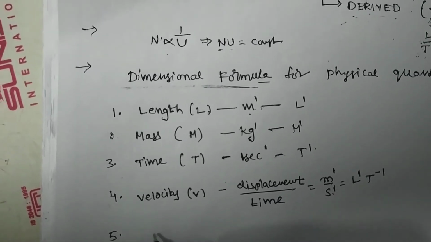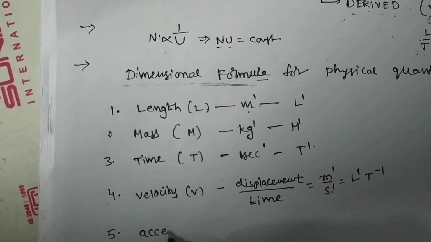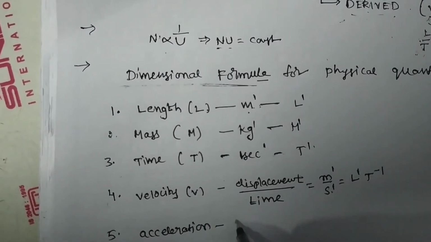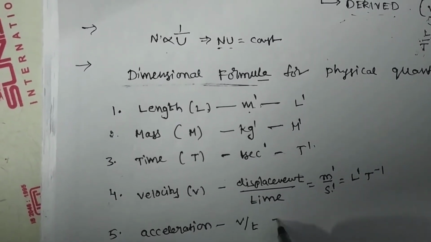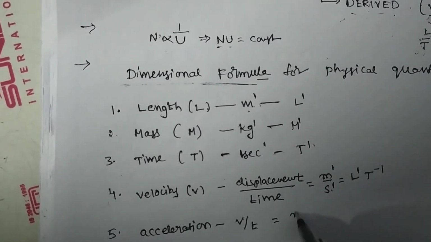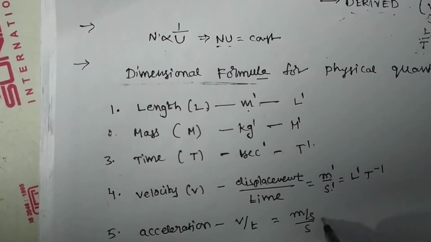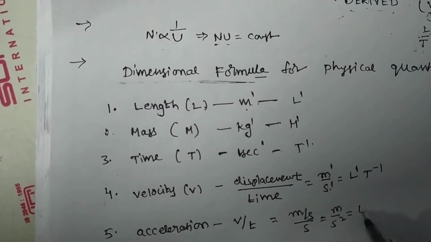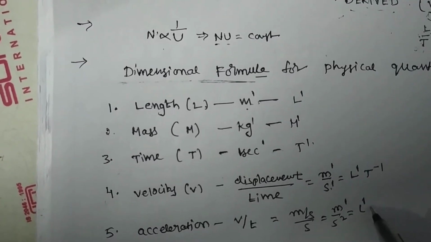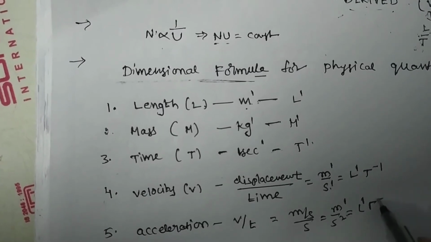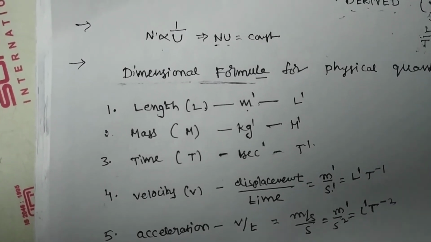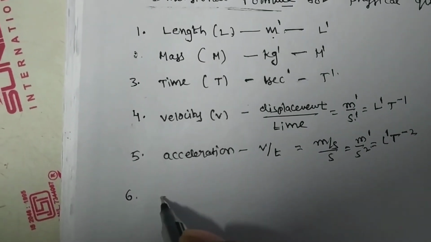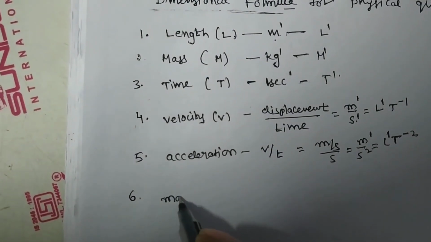Next, the fifth one, acceleration. Acceleration is velocity by time. The velocity unit is meter by second, so meter by second square. Meter power 1 means L power 1, T power minus 2. Next, sixth one. Now take the momentum.